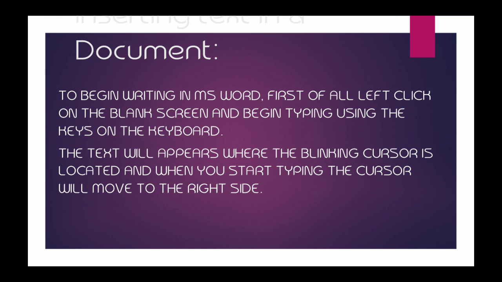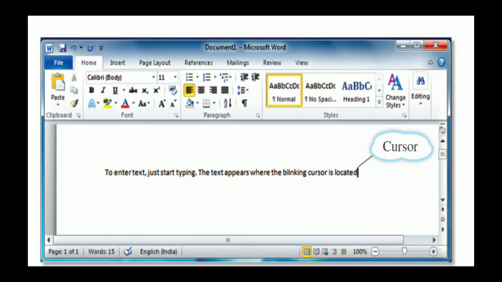Now, inserting text in a document. To begin writing in MS Word, first of all, left click on the blank screen and begin typing using the keys on the keyboard. The text will appear where the blinking cursor is located, and when you start typing, the cursor will move to the right side. So children, first of all you have to start typing where the cursor is. You can see here in the image. And that you have done in the lab, so it is not new for you.